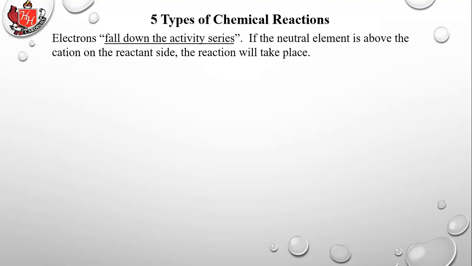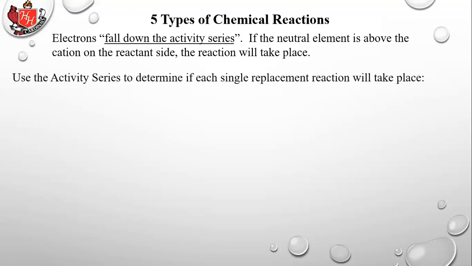So think electrons fall down the activity series. This is the thing you've got to remember if you just want to know the rule: if the neutral element, the one that was on the far left side, is above the cation on the reactant side, the reaction will take place. So let's look at some examples here. Use the activity series to determine if each single replacement reaction will take place.